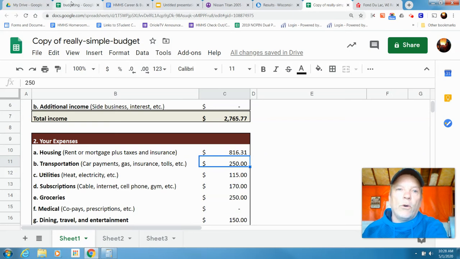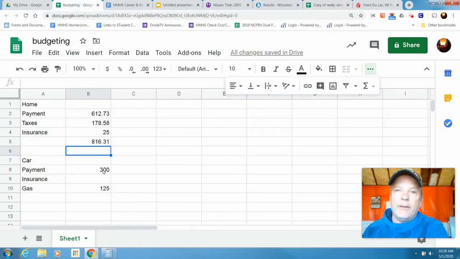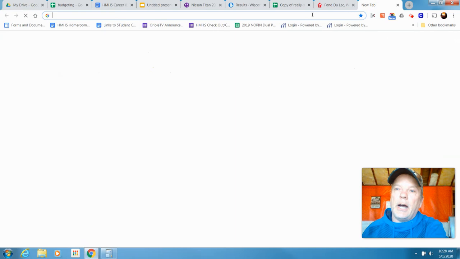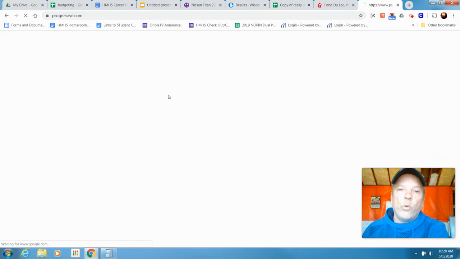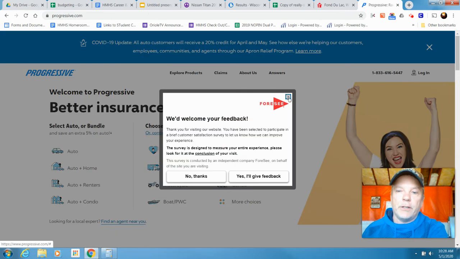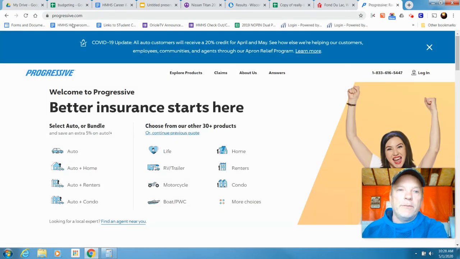Transportation. If you remember, for the car, I was saving $300 a month, so I need to put that in there. I'm going to say I'm going to spend about $125 a month on gas. Some may be a little more, some may be a little less, but that should get you in the ballpark for your gas. Now, we need to get a quote for car insurance. I have found that Progressive gives us a nice quote without giving them too much information. So I'm going to go to progressive.com.